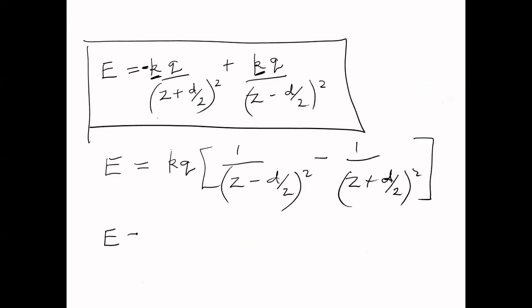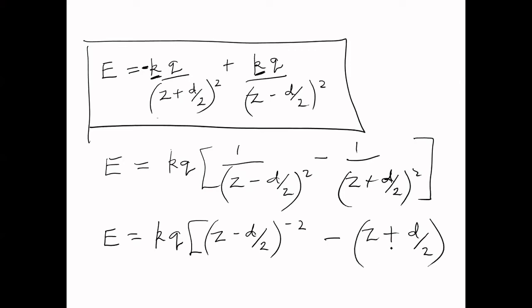So the electric field can be written as K times Q, and then what you have here, since 1 over anything is just that anything to the power minus 1, you can write (Z minus D over 2) to the power minus 2, minus (Z plus D over 2) to the power minus 2. Just check this one out. Are you happy with it? Yes, sir. So we have just used the simple laws of indices. If you want to take it into the numerator, then you just have to change the power to negative. Basically, that's what we have done.